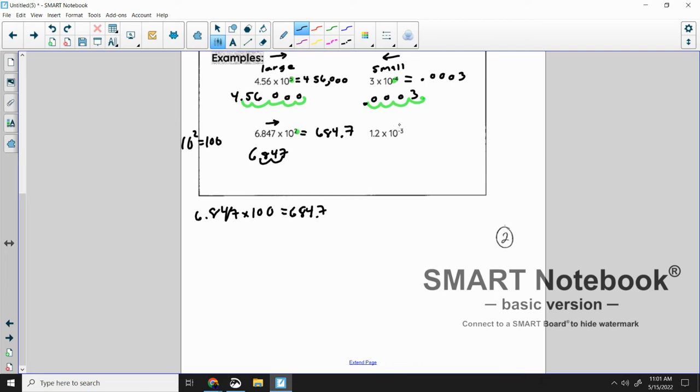On the other hand, this next one is a negative exponent. So I'm going to be moving the decimal to the left. So 1.2, I'm going to move the decimal 1, 2, 3 units to the left to make it a small number. Fill in my empty places with zeros. So this is 0.0012.